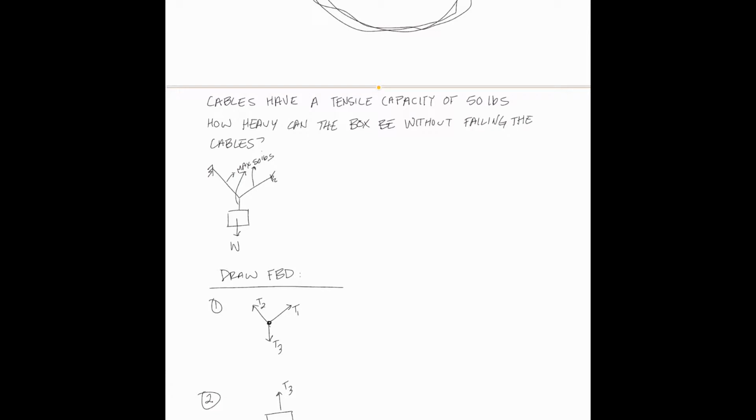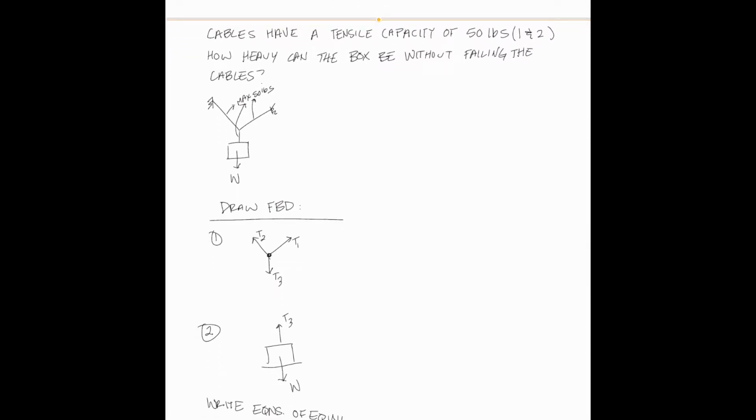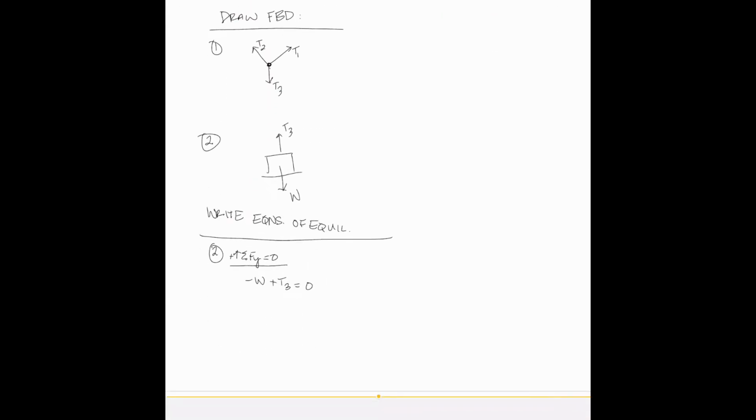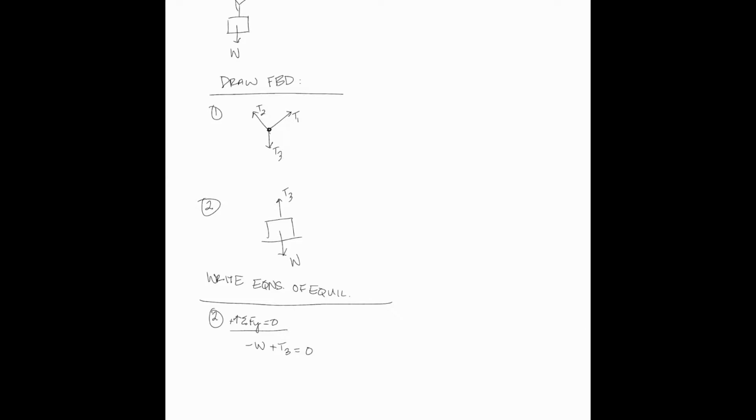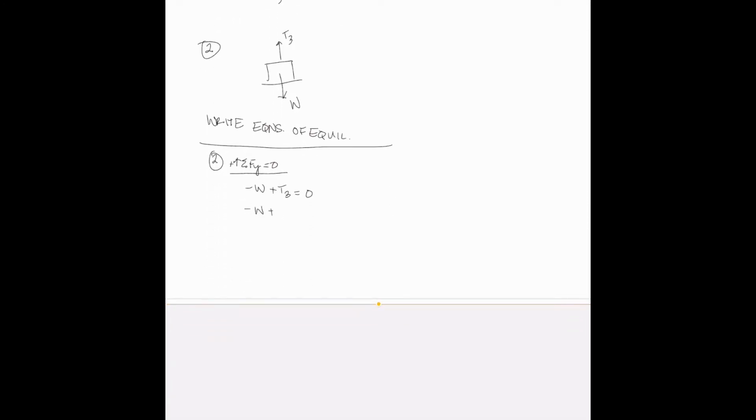You know what, I'm going to change this a little bit. Say cables 1 and 2 have 50 pounds, and cable 3 capacity equals 30 pounds. Okay. So from that we know that cable 3 is going to have a capacity of 30 pounds. So negative W plus 30 pounds equals 0. So W is going to equal 30 pounds.